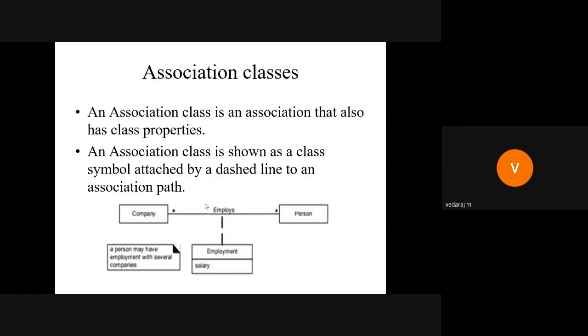The next important notation is the association class. This is also one of the important notations used in class diagrams. What do you mean by association? Everyone knows. Any student, unmute and tell me, what is association? Define association. Sir, an association is a relationship between the classes. Yes, association is a relationship between classes. Okay, good.